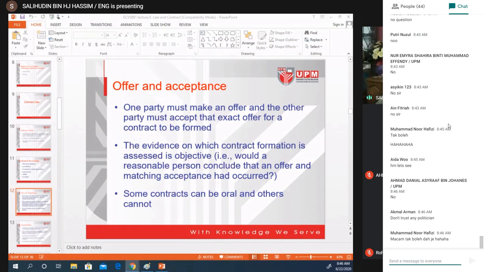There's a saying about this contract and agreement. What is the saying? Contract and agreements is signed to be broken. Saja je. So what?